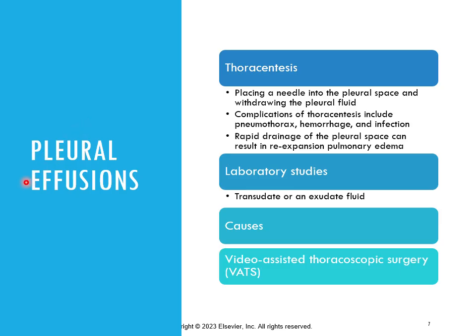So what can go wrong? Complications include pneumothorax, hemorrhage, and infection. And in fact, we're going to talk about pneumothorax next, but those are just a few of the complications that can happen. And if you're following along with your book, there is an excellent picture of a 7-year-old with a large pleural effusion on the right.